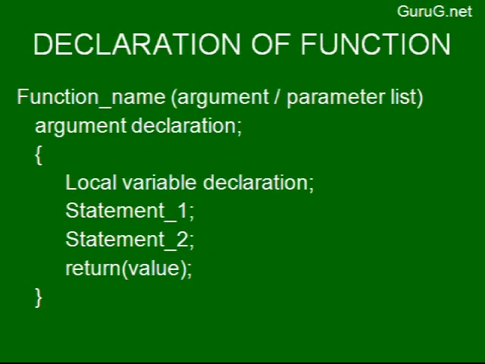Next, we will see how we need to declare a function. First, you need to give the function name. Function name should be followed by parameter list. Then that will be followed by argument declarations. Inside the function, that is after giving function name and parameter, you need to give open curly braces, and inside that first you need to give the local variable declaration, and that will be followed by all the other statements. Then you need to give return value, that is the value that you need to return to the calling function.